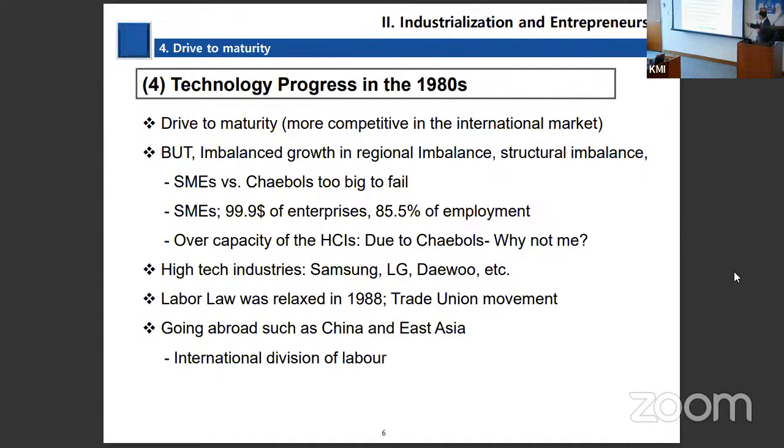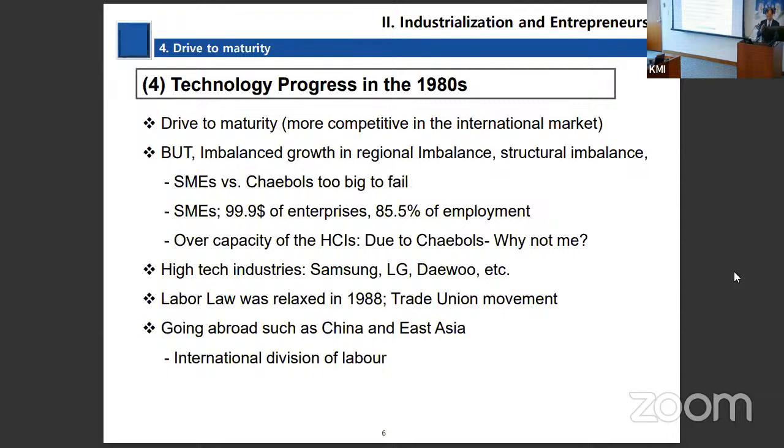So it is not US dollars, it's a percentage. 99.9% of all enterprises are small and medium enterprises, and 85% of employment is in small and medium enterprises. And then we had some overcapacity. Why? Because the government gave a lot of benefits to the so-called heavy and chemical industries, and many chaebol were trying to invest. So we had overcapacity.